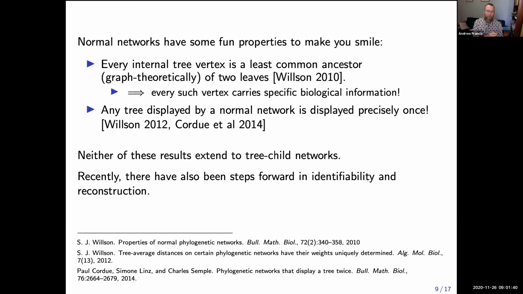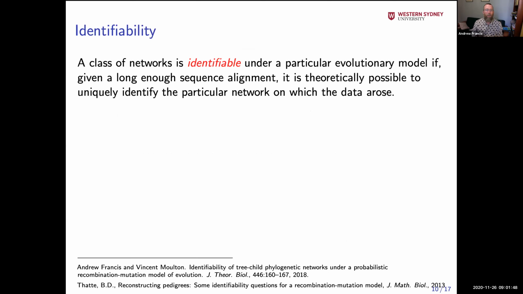So some nice mathematical properties for normal networks, and there are also some steps forward in identifiability and reconstruction that I'll mention now. We've just had a couple of talks, or the first one this morning, that mentioned identifiability for level 1 networks. My intuitive understanding of identifiability is that your class of networks is identifiable under a particular model if, given enough information, a long enough sequence alignment at the leaves, you could theoretically identify the particular network on which the data arose.